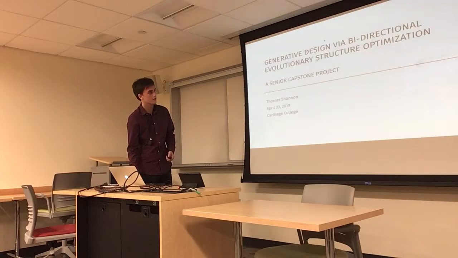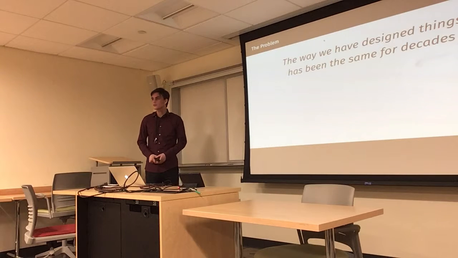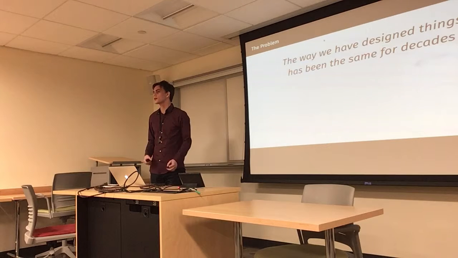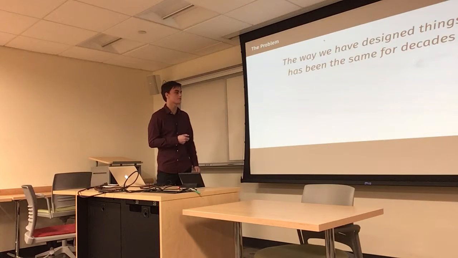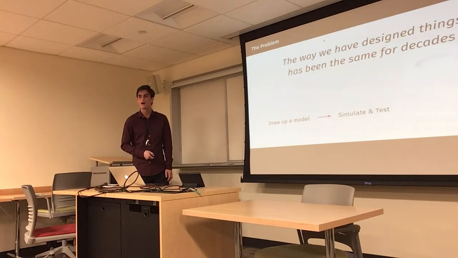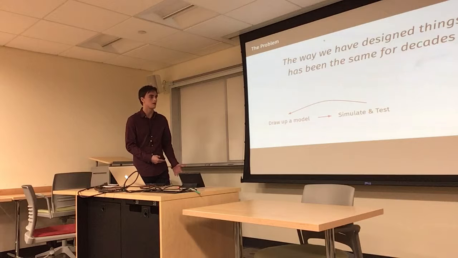Okay. All right. So the way we have designed things for decades has been relatively the same. We come up with an idea, and then we come up with a model. Generally, this is modeled through a CAD software program, such as Autodesk or SolidWorks. And then with that model, we usually simulate or test it. So this is just to validate if our part meets the constraints that we are designing for. And typically, that's not the case, and we have to go back and redesign it. So we draw up a new model, we simulate and test until we're happy with something that we're comfortable with.